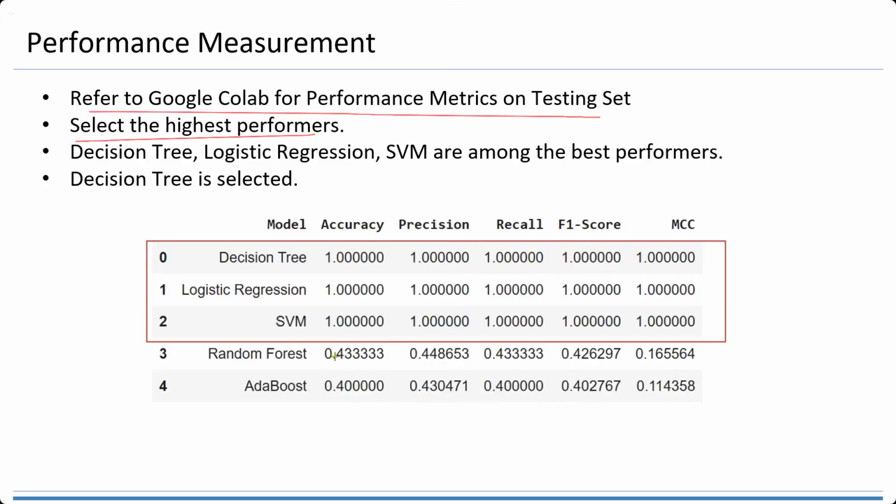Okay, if you look at this one, decision tree, logistic regression, SVM, it shows accuracy equals 1, precision equals 1, recall equals 1, F1 equals 1, and MCC equals 1. Okay, everything is 1. But the random forest is low, and the AdaBoost is also low. Why?